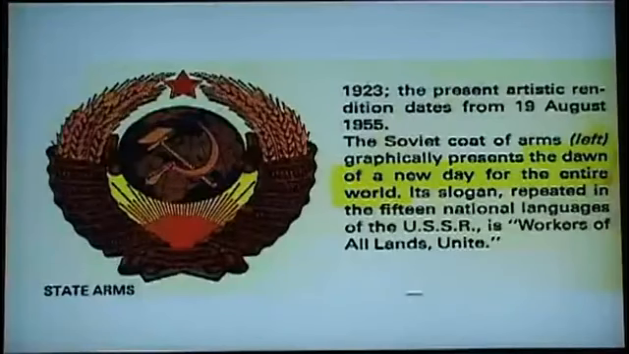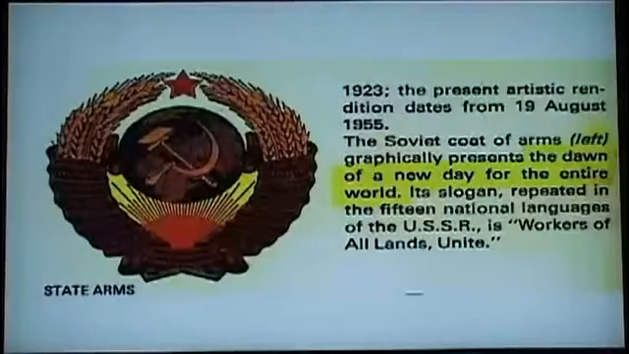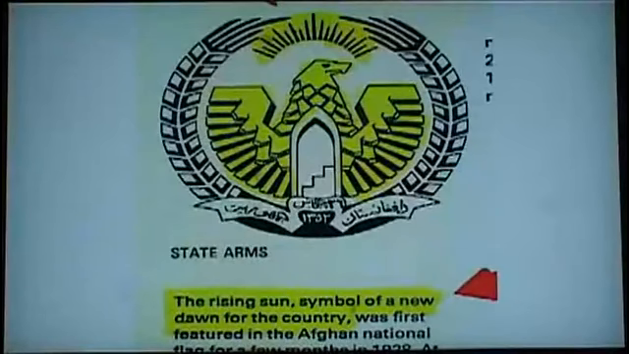But you will see the sun rising over the earth, coming up onto the earth. And it says on the right-hand side, the Soviet, which we're talking about Soviet communism. The Soviet coat of arms graphically presents, there it is again, the dawn of a new day for the entire world. So this is a very important symbol for world communism, the dawning of a new day for the entire world. Keep that in mind. And you'll see it in different states, different communist states, the rising sun, the symbol of a new dawn for the country.